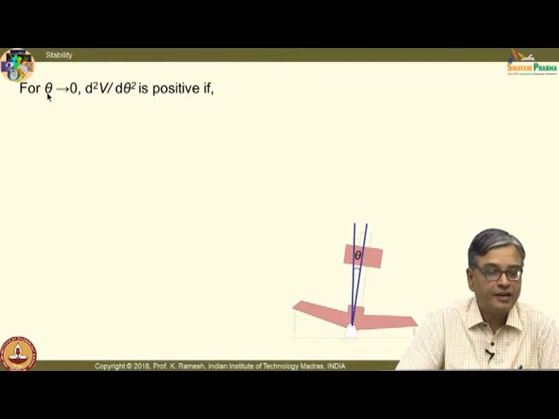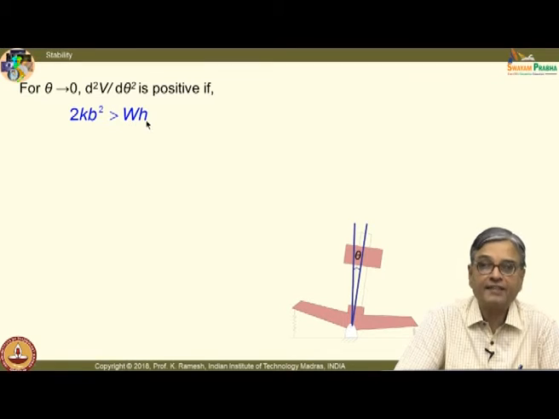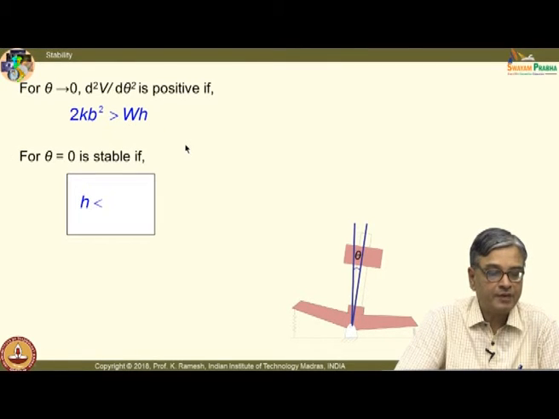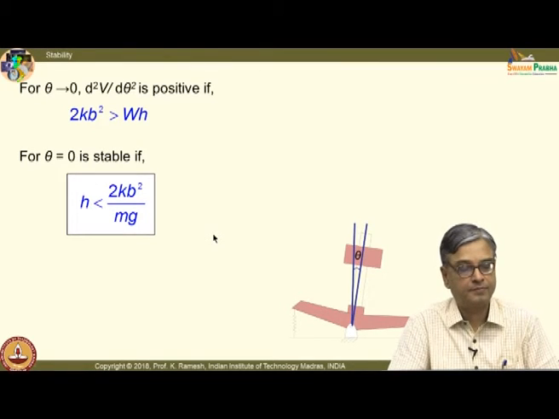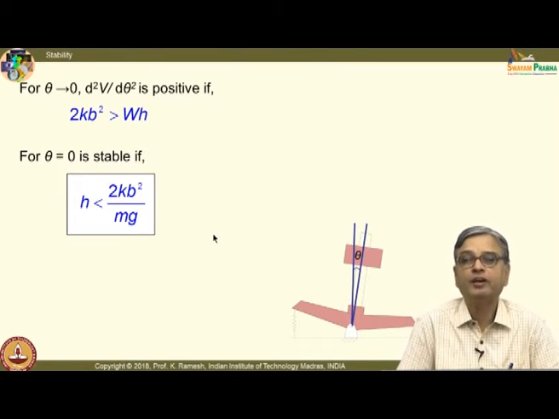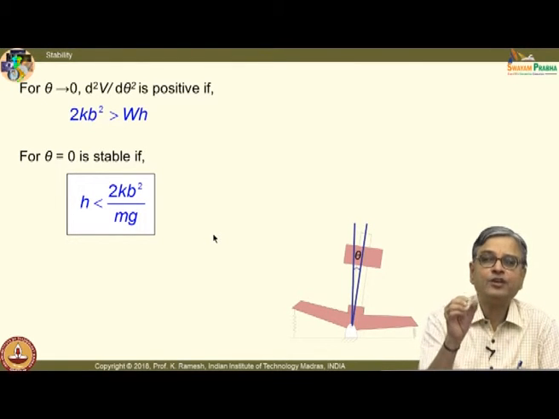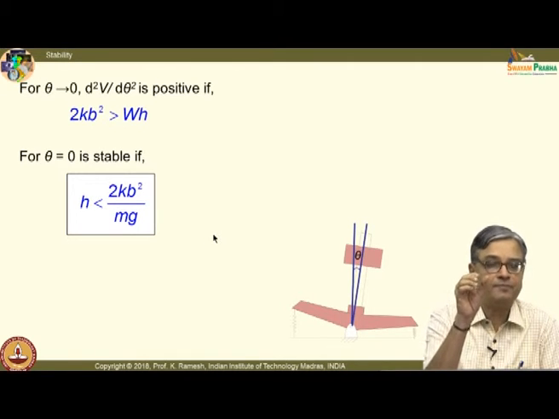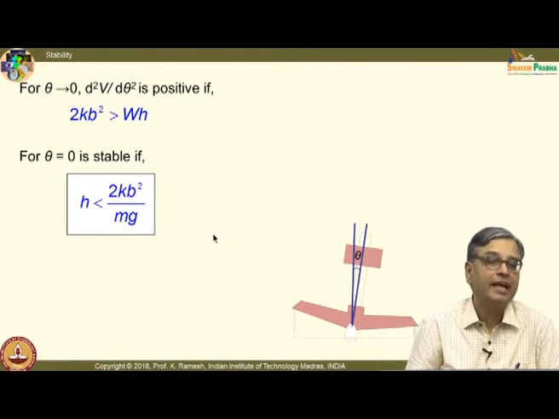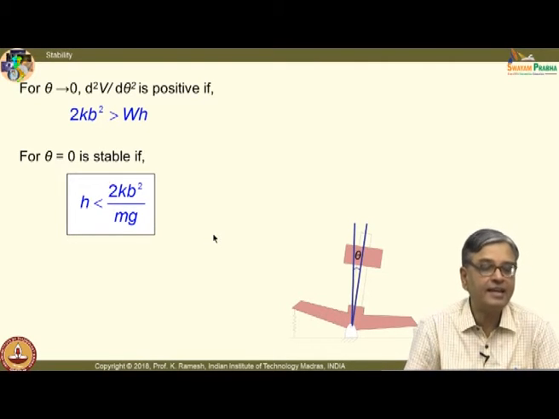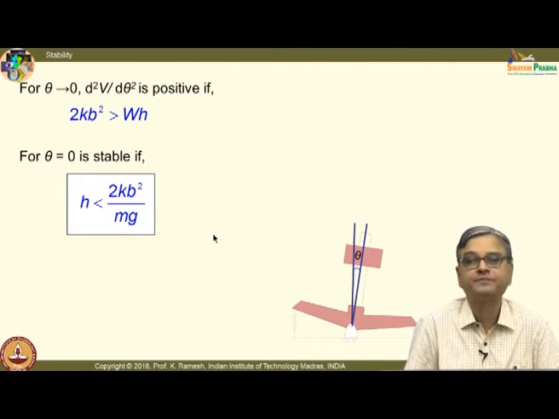For theta tending to 0, d squared V by d theta squared is positive if 2 k b squared is greater than w h. So, that gives me h should be less than 2 k b squared by m g. So, you are in a position to establish what should be the height of the mass that can be kept in the vertical pendulum, so that it functions like a pendulum. H cannot exceed this value, it should be less than 2 k b squared by m g.